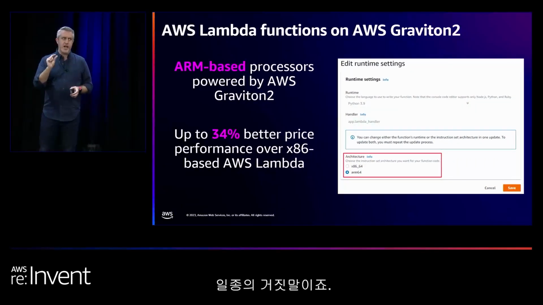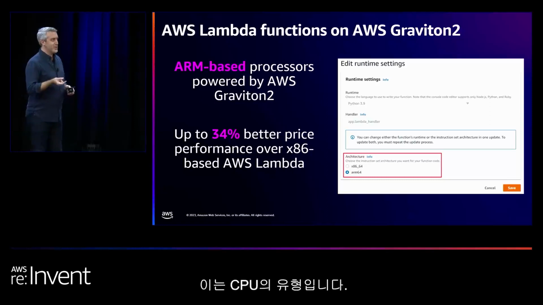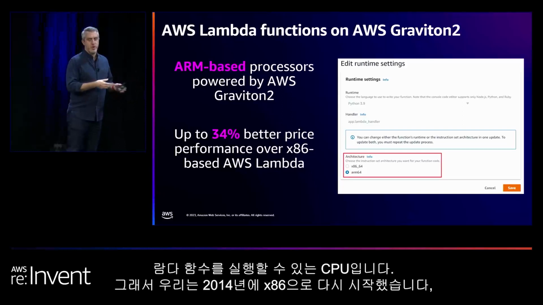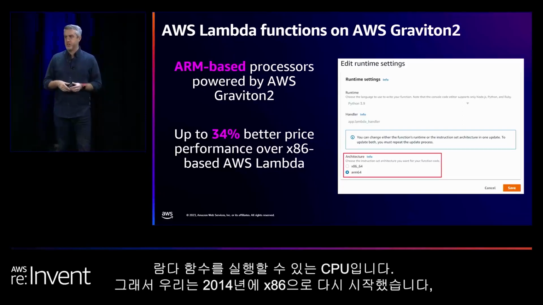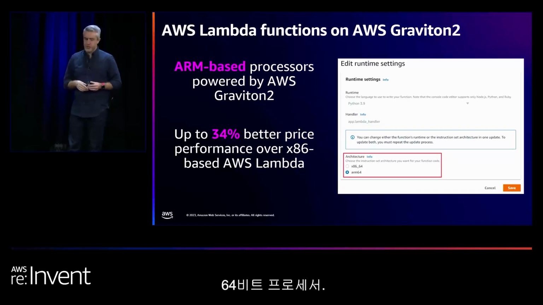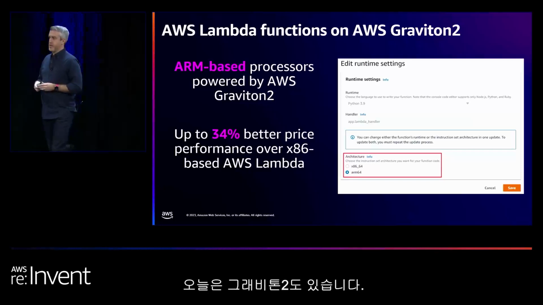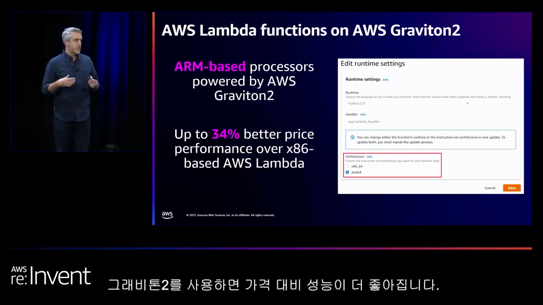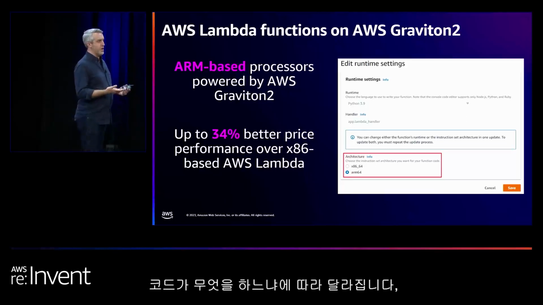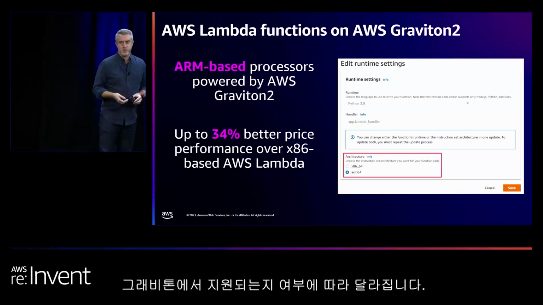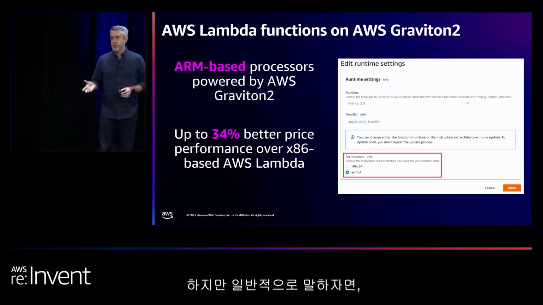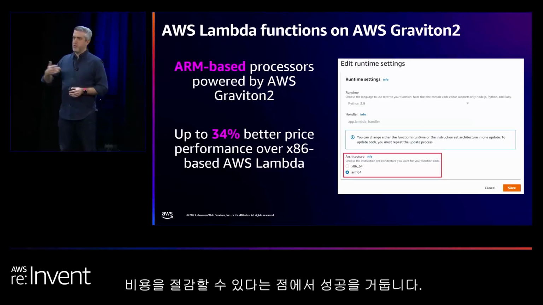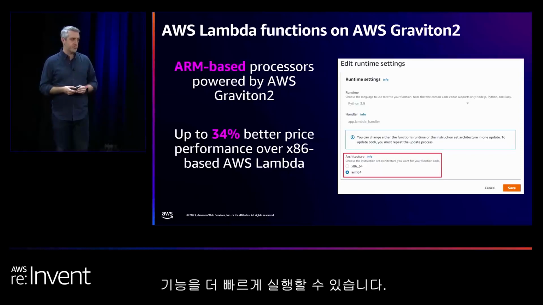Now, I said there's basically just one knob that we give you for performance. It's kind of a lie. There's another toggle that we give you, which is the type of CPU that you can run your Lambda functions on. So we launched back in 2014 with x86, 64-bit processors. Today, we also have Graviton 2. With Graviton 2, you do get a better price performance. Again, you do want to test your application, depending on what your code does, whether or not it's going to be supported on Graviton. But generally speaking, when we see customers move to Graviton, they find success in being able to both save money and have functions run faster.